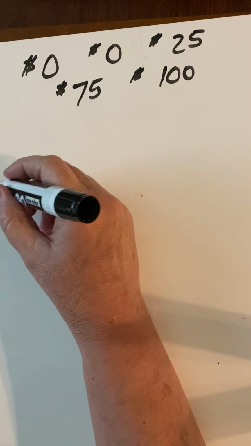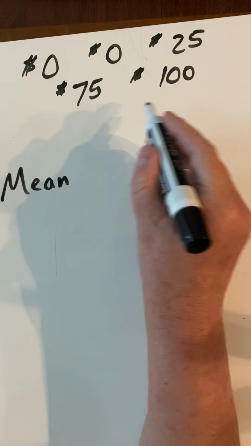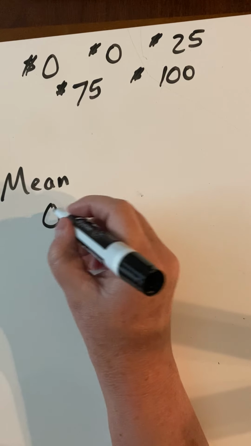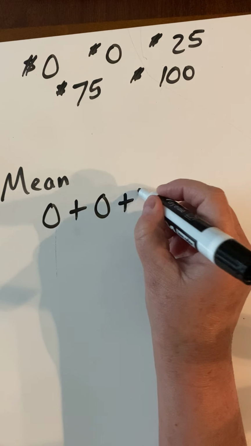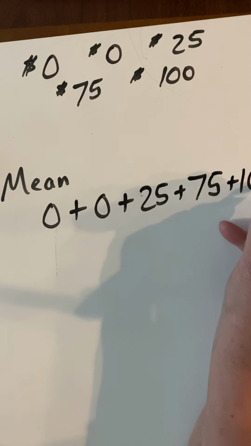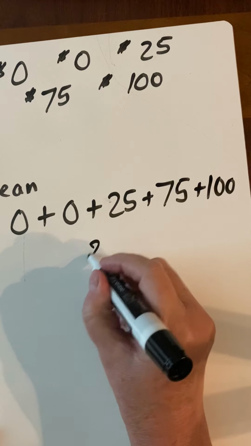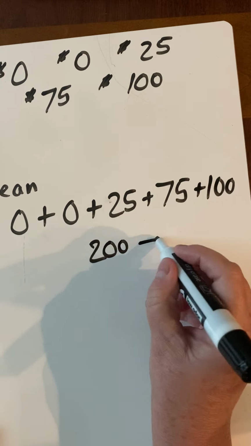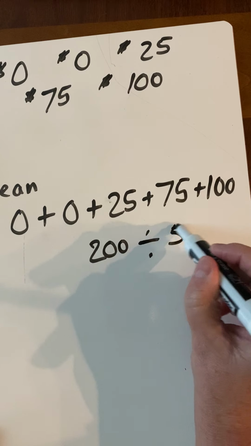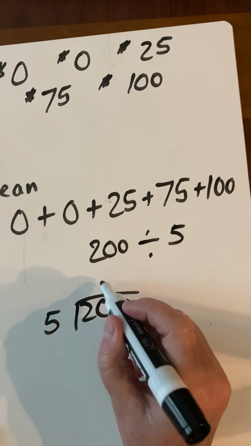And I want to try to see what is the average income of 5 of the people in the classroom. So mean is where you add up all of the numbers and you divide by how many numbers there are. So I'm going to take 0 plus 0 plus 25 plus 75 plus 100. I'm going to add all those together, and that's going to be 200. And I'm going to divide that by how many numbers there are: 1, 2, 3, 4, 5. So I'm going to divide that by 5. So 200 divided by 5 is 40.